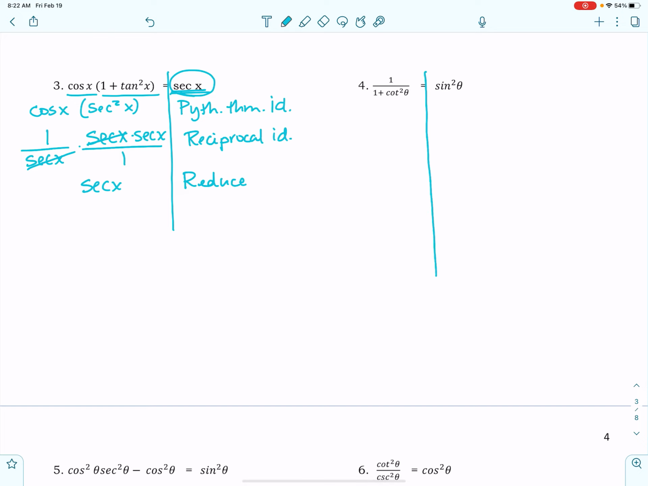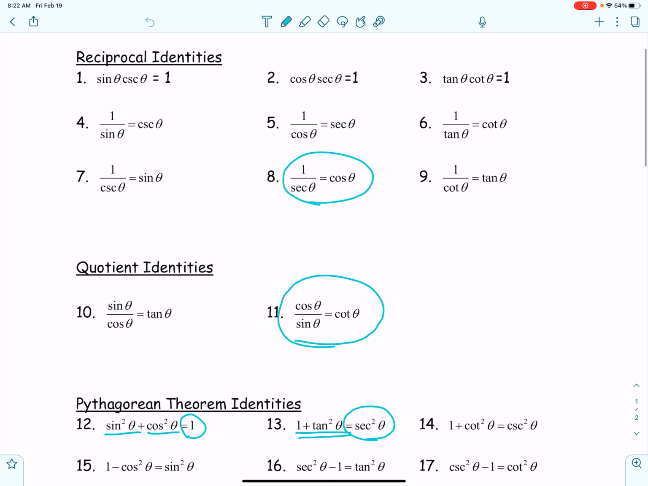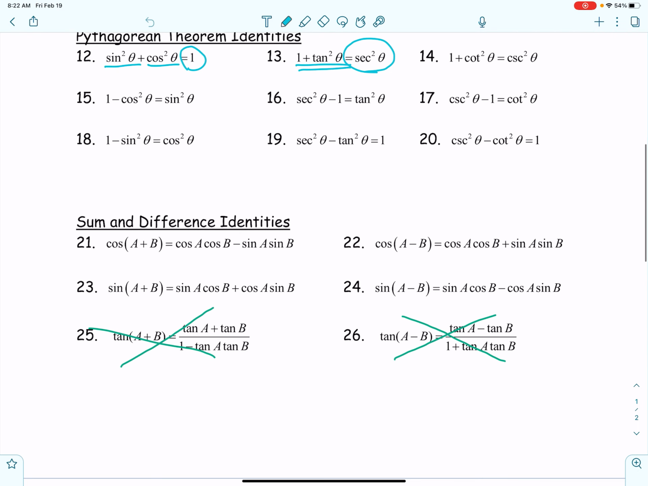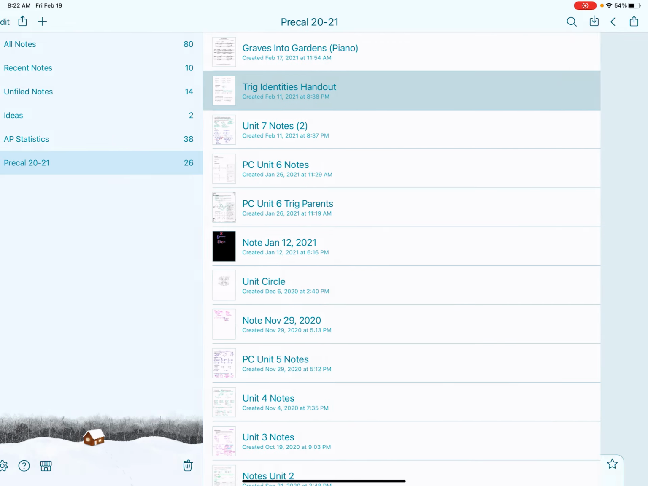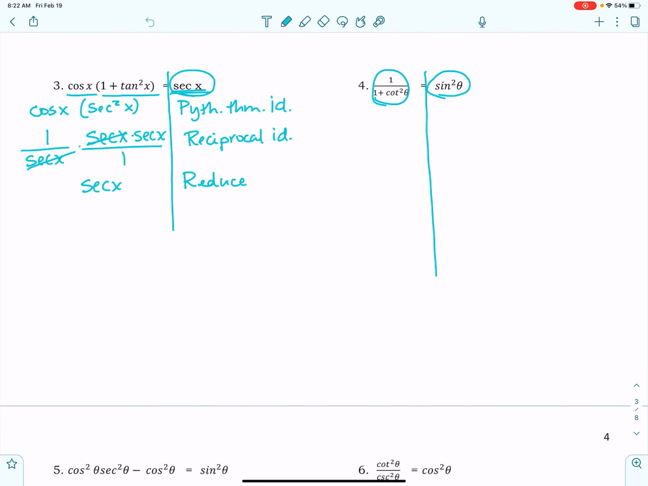Okay, let's look at number 4. On number 4, I need this right here to look like this. Again, I've got something squared, so let's go back to my identities page and see if there's a Pythagorean identity that will help me. This one right here, 1 plus cotangent squared equals cosecant squared, is going to help me change this. So now I can write this as 1 over cosecant squared theta. That, of course, is a Pythagorean identity.